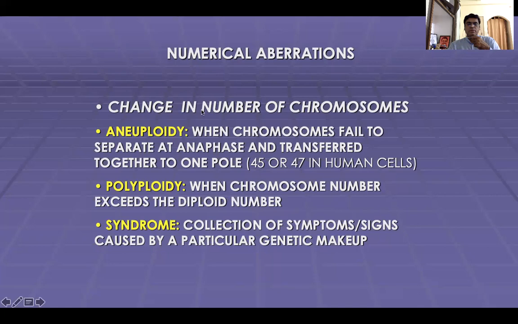Numerical aberrations are changes in the number of chromosomes. There can be aneuploidy, polyploidy, or syndrome. Aneuploidy is when chromosomes fail to separate at anaphase stage and transfer together to one pole. That means 45 or 47 in human cells rather than 46. Polyploidy is when the chromosome number exceeds the diploid number, that is more than 46. A syndrome is a collection of symptoms or signs caused by a particular genetic makeup.